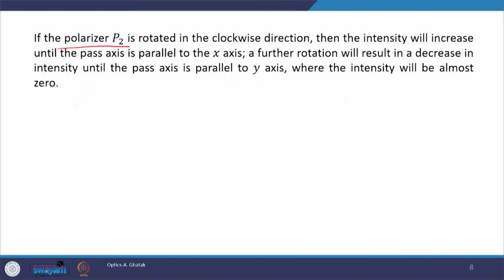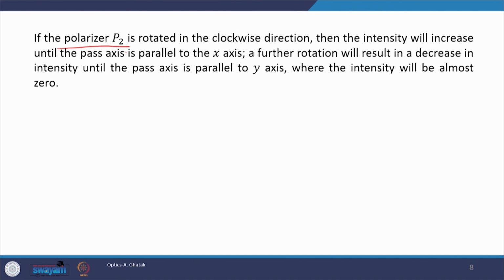Now, if the polarizer P2 is rotated in clockwise direction, then intensity will increase until the pass axis of the polarizer is parallel to x axis. A further rotation will result in a decrease in intensity until the pass axis is parallel to y axis, where the intensity will be almost 0.